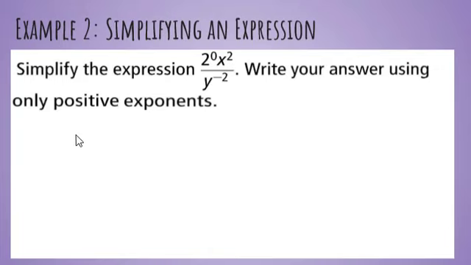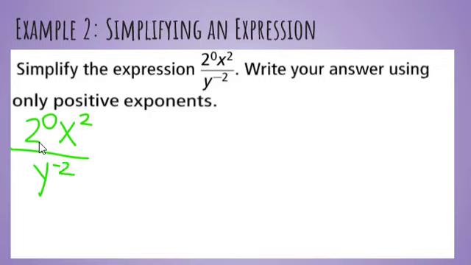Example 2 is simplifying an expression. So it's combining some of these properties that we've been looking at. So we have 2 to the 0, x squared over y to the negative 2. And we're going to be simplifying all of this so that we only have positive exponents in our answer.